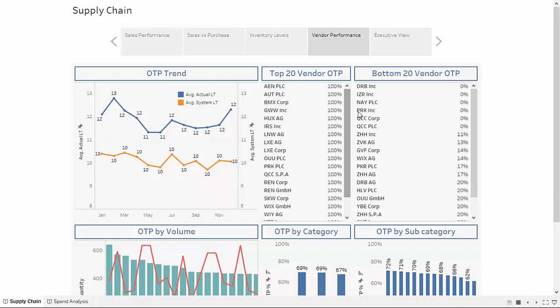Similarly, I am looking at the bottom 20 vendors. I may want to not renew the contract with them and buy the products from the top 20 vendors instead. So this visibility helps me to renegotiate terms with my vendors, and also that leads to reducing the cost incurred.